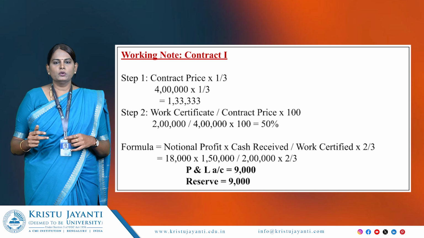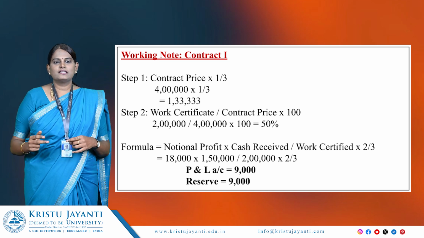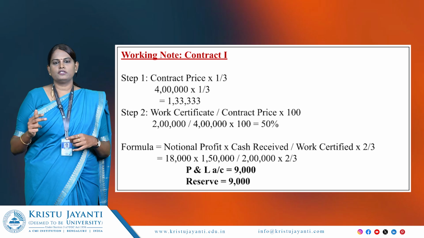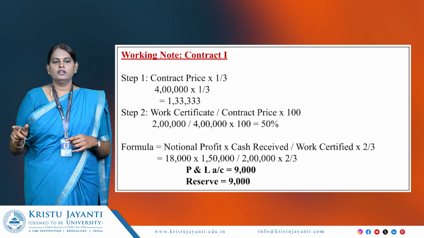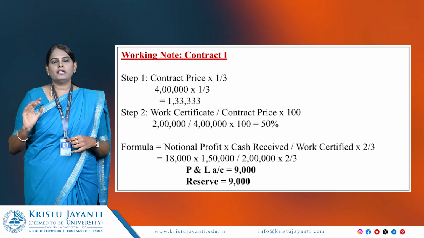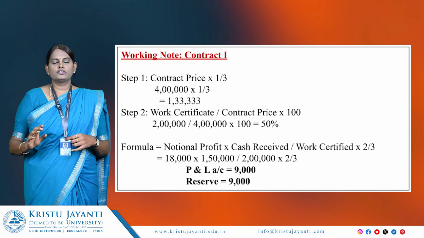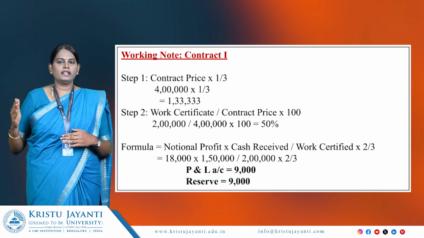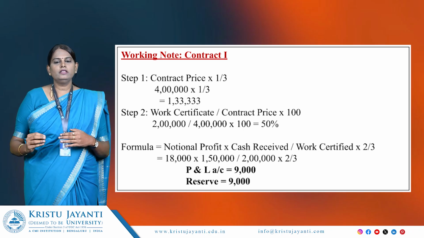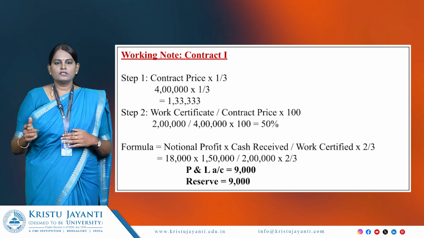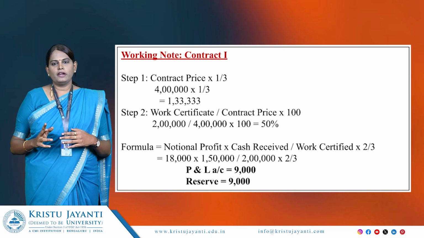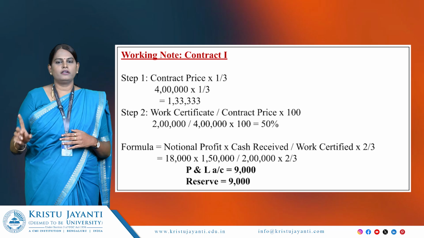And step number 2 is: how much is your work certified, which was 2 lakh, and how much is the contract price, which was 4 lakh, into 100. So the formula is work certified divided by contract price into 100. This gives you 50%. So anything ranging from 50% to 90%, you can go ahead with the 2/3 formula. That is what you had seen in step number 1, where work certified was more than 1/3 of the contract price.